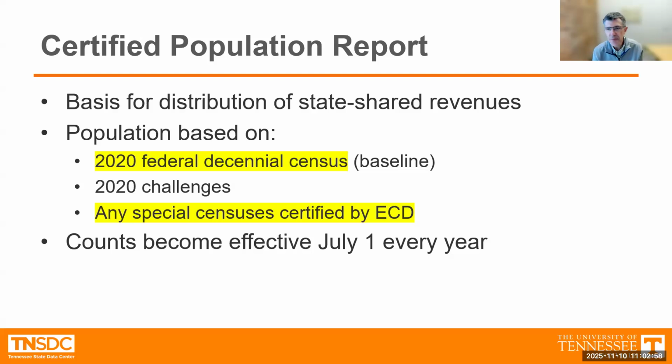And then it also contained information about any communities in the state of Tennessee that had conducted a special census that had been certified by the Department of Economic and Community Development. So for the most part, that baseline information from the decennial census is what was used for distributing state shared revenues to communities in the state. Each year, a new report is published, and those counts become effective on July 1. For the most part, much of that is going to remain the same. There will still be a certified population report, and that information will still be published on July 1. The content inside that report is what's going to be changing.